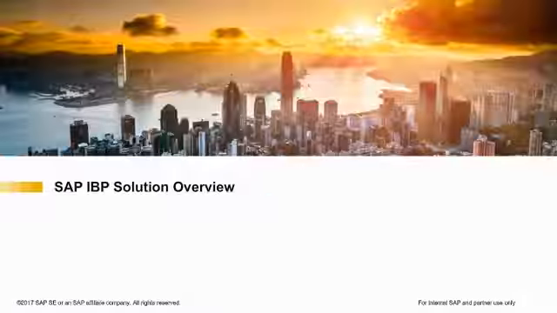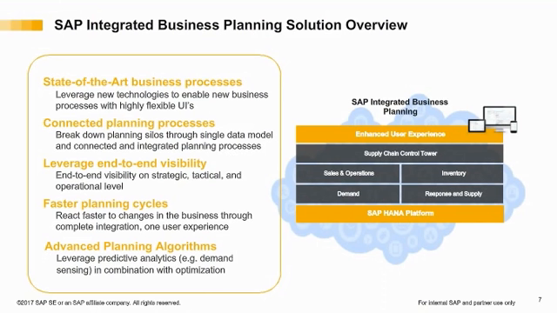Welcome to the SAP IBP Solution Overview. SAP Integrated Business Planning is a cloud solution. A few years back, we decided to refresh the supply chain planning suite of products, and at that point in time, the main product was an on-premise product called APO, Advanced Planning and Optimization. We wanted to do several improvements, such as update the business processes and be closer to those of S/4HANA.